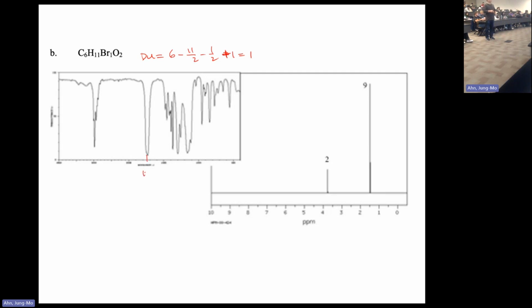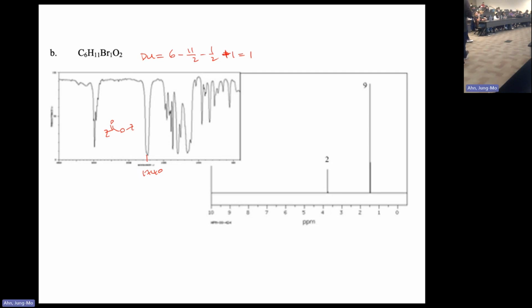That one is close to 1740, so that means that we have an ester, right? These 2 oxygens are probably the oxygens of the ester. So we can get that from here. And then on the proton NMR side, we got 9 protons, singlet.